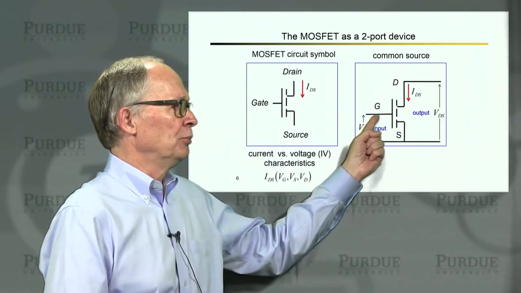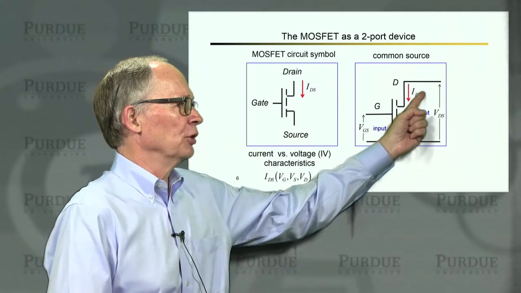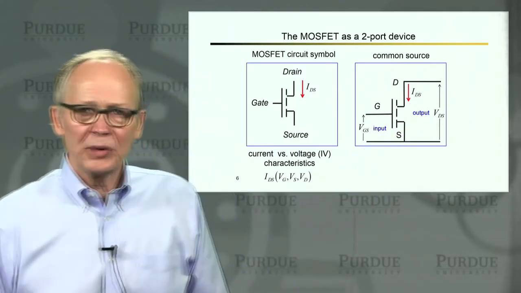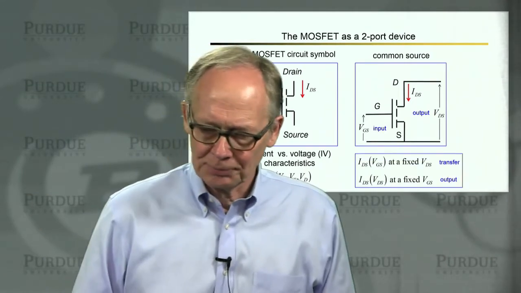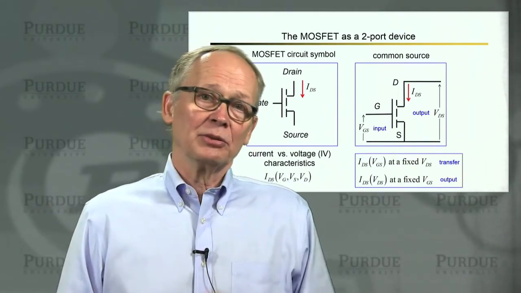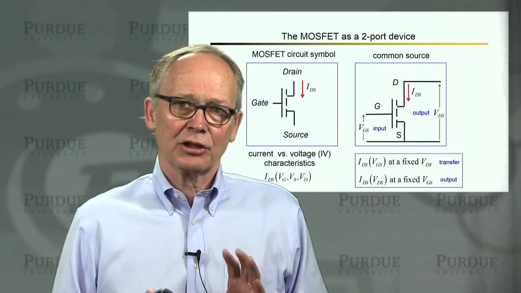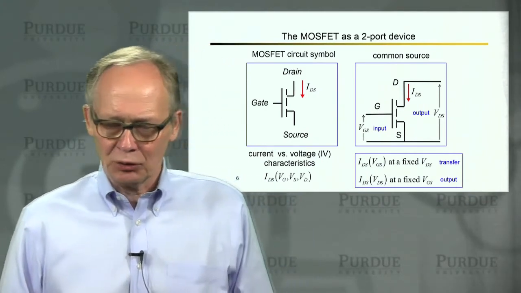Now we have an input between the gate and the source and an output between the drain and the source. So if we hook the transistor up in that way, we say we're hooking it up in the common source mode. Now there are 2 different ways that we can plot the current versus voltage characteristics in this mode.